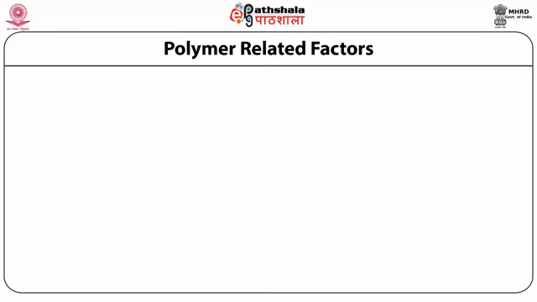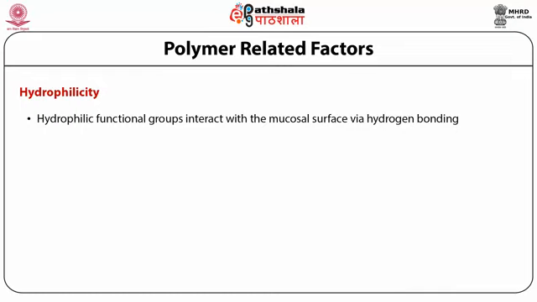In the last three slides, we had just visualized the various factors which affect mucoadhesion. Amongst them, the first category is the factors which are polymer related. The first polymer related factor is hydrophilicity. Mucoadhesive polymers having hydrophilic functional groups such as carboxyl and hydroxyl interact with the mucosal surface via hydrogen bonding.